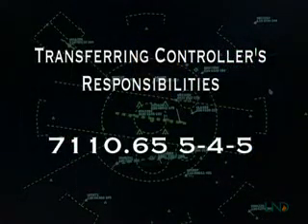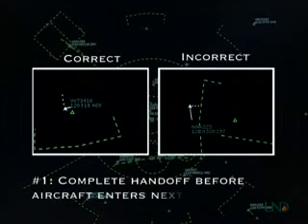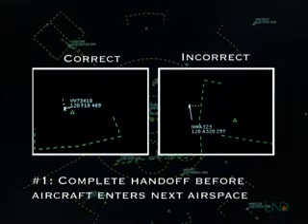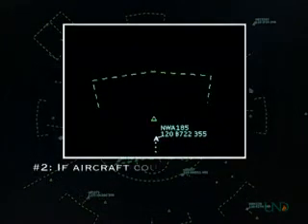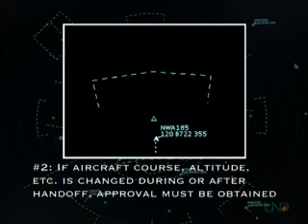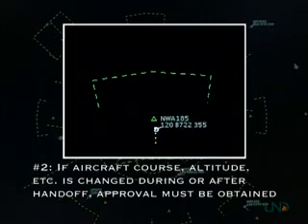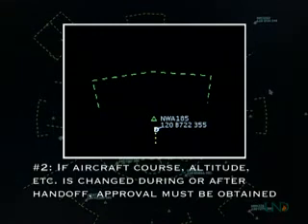Both the transferring and receiving controller have certain responsibilities when transferring radar identification. The controller initiating the transfer has 5 primary responsibilities. First, he or she must complete a radar handoff before the aircraft enters the next controller's airspace. Second, if any changes to the aircraft's heading, altitude, or data block information is changed during or after the handoff, verbal approval must be obtained from the receiving controller unless specified in a letter of agreement or facility directive.